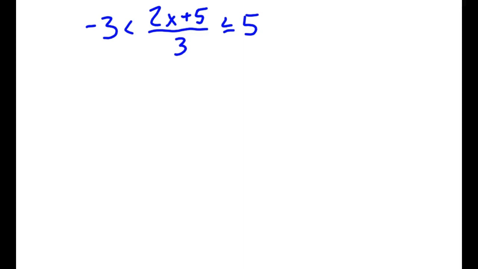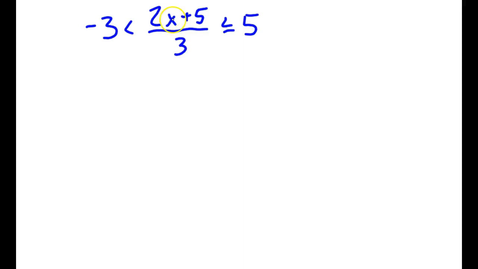The last inequality we're going to solve is a doozy. Okay, we have multiple inequality signs going on, but it's actually a lot simpler than it looks right away. All we have to do is the same operation on all three parts of this inequality. This is called a double inequality.